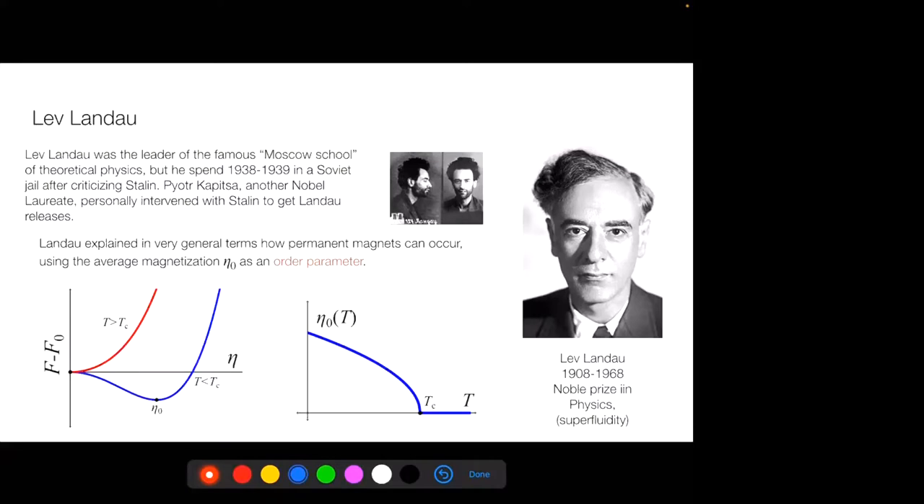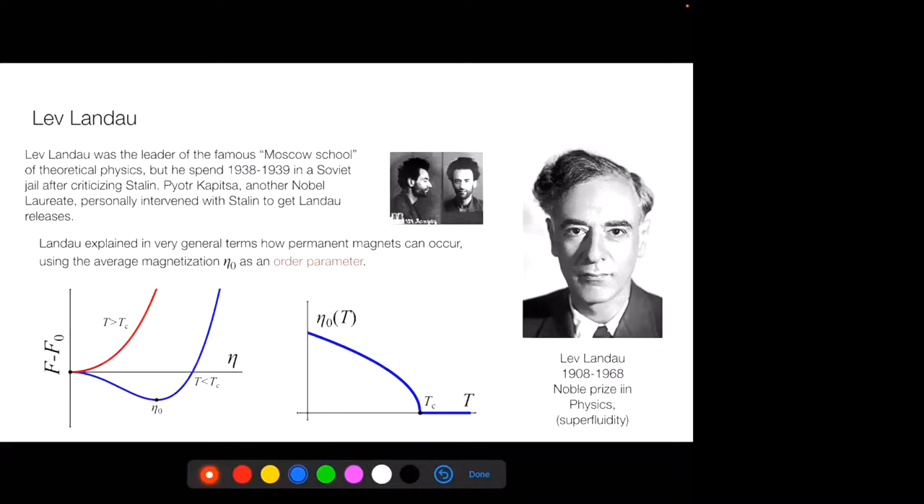We're going to jump over World War II, and we're going to look at the work of Lev Landau. So Lev Landau was a very gifted theoretical physicist. He was the leader of the famous Moscow School of Theoretical Physics. He was also Jewish. Stalin was not fond of various ethnic groups in the Soviet Union, including Jews, but also Ukrainians and, of course, Estonians and lots of other groups.